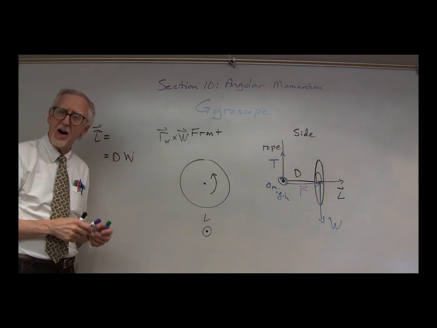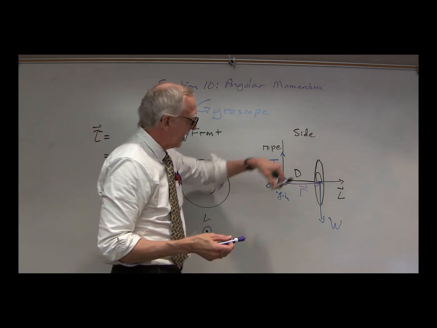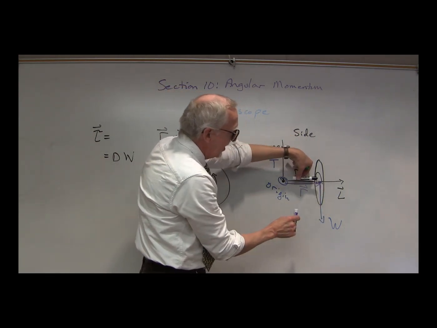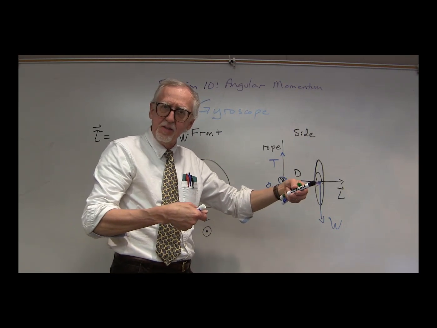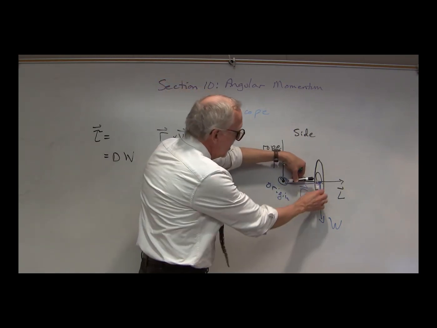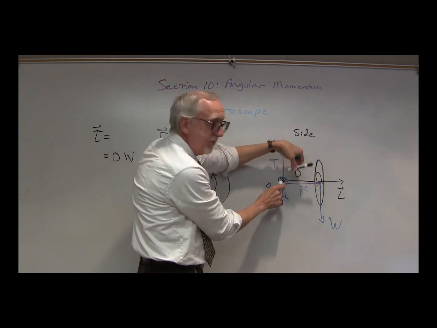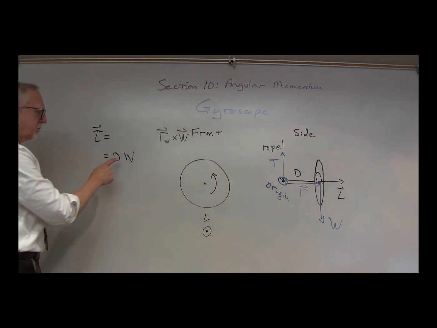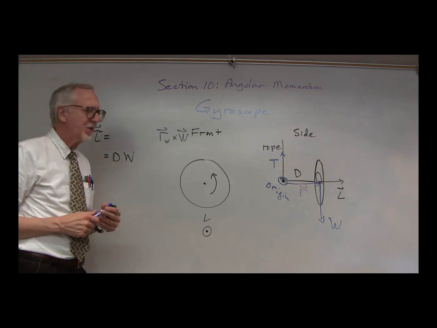Now what is phi in this case? Well, here's R, here's the weight. R is horizontal, assuming we have the gyroscope starting out horizontally. The weight is down. What's the phi? 90 degrees. Sine of 90 is 1. So there's the torque. Now what's the direction of the torque?